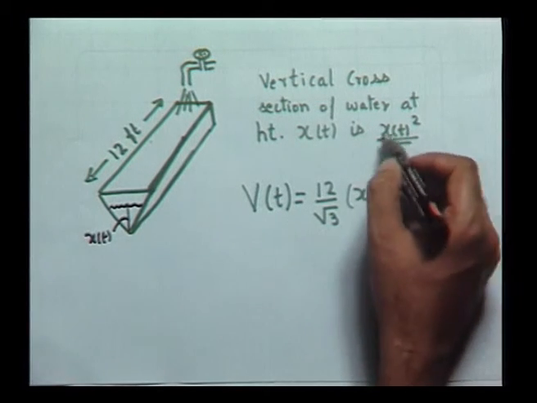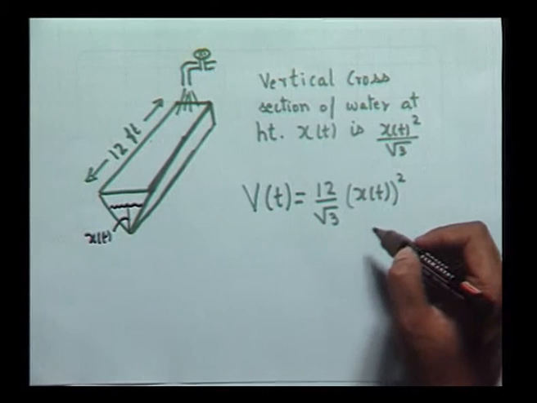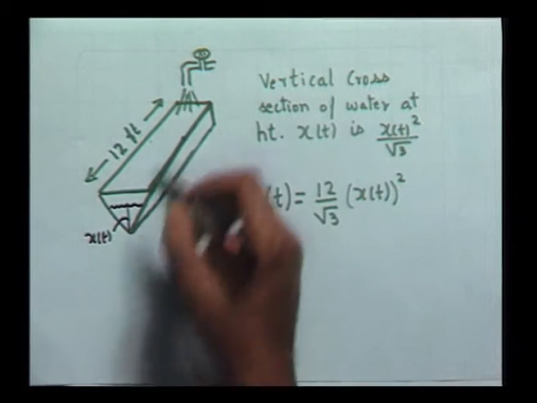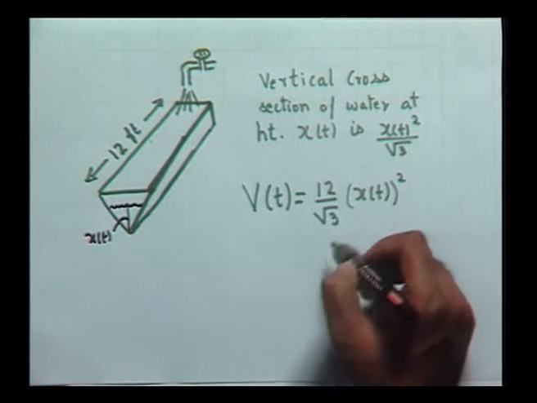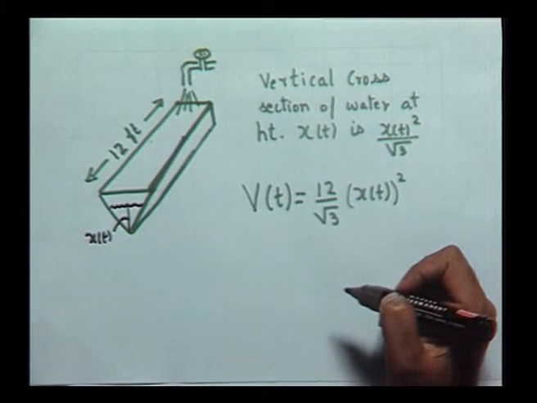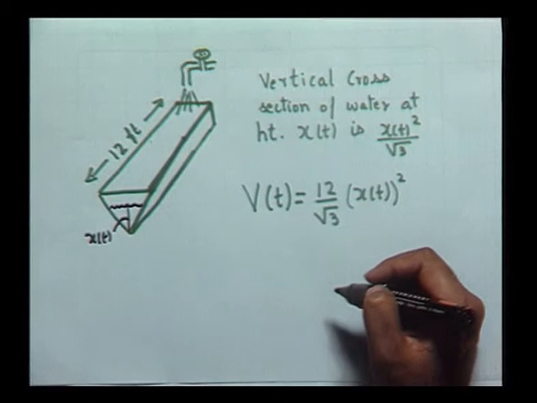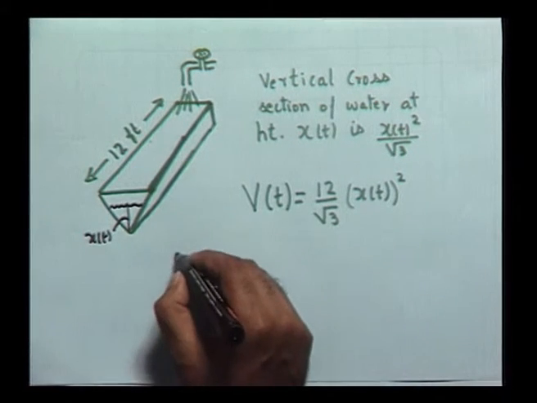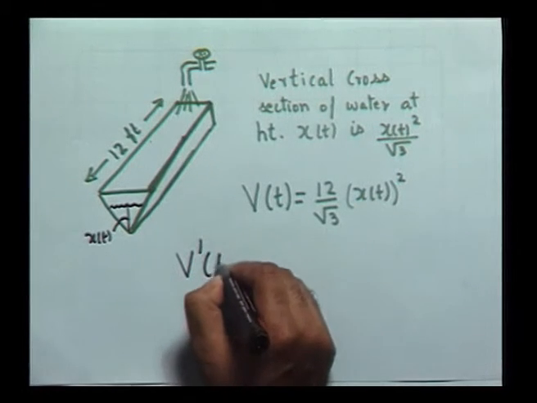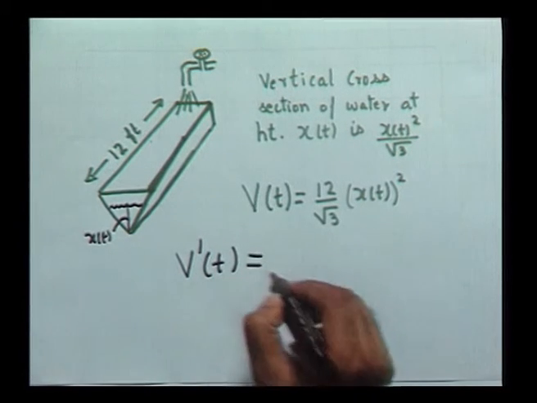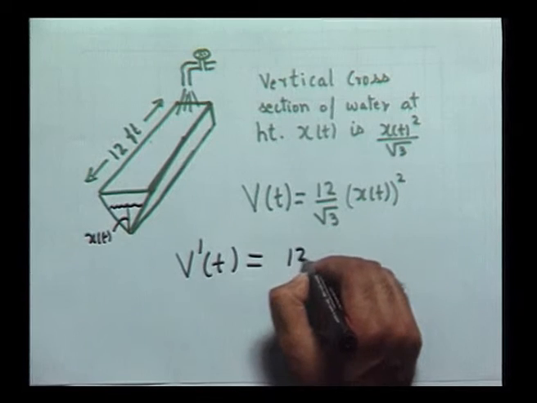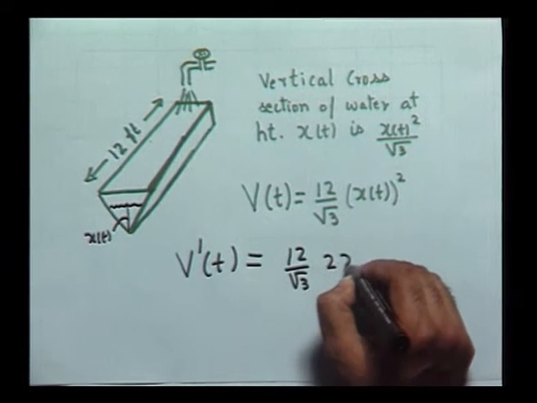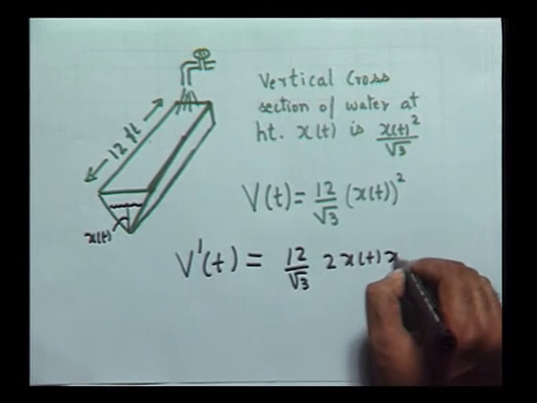This is just simple geometry. You know how to find the area of an equilateral triangle, and from there you get the volume for this trough, which is 12 feet long. That's 12 times x(t) squared by root 3. You are also told that the rate of change of volume is 4. So V prime t is equal to 12 by root 3 twice x(t) into x prime t.